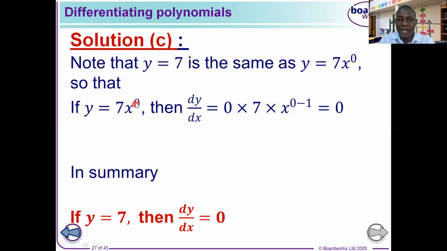Now, let's say we have a function y equal to 7. This is called a constant function. When you have a constant, in this case, 7 is just an ordinary number, so it is a constant. We are differentiating a constant. The differential of a constant is always going to be 0.